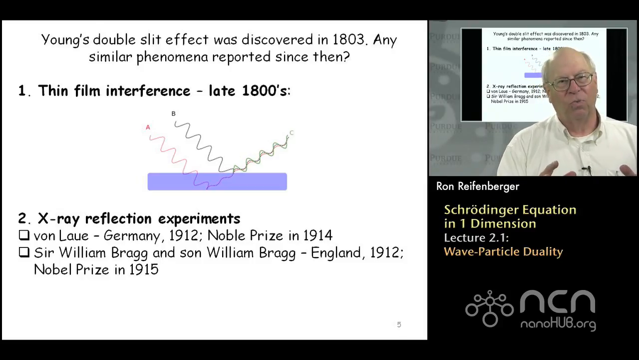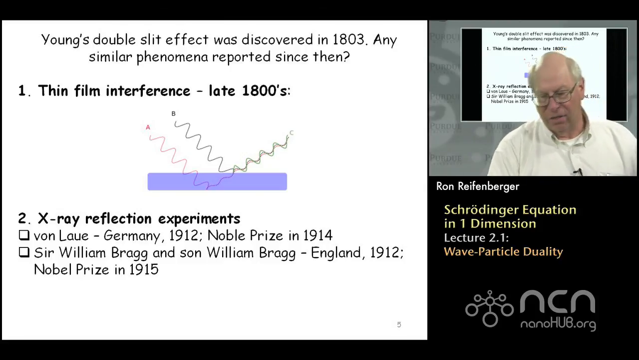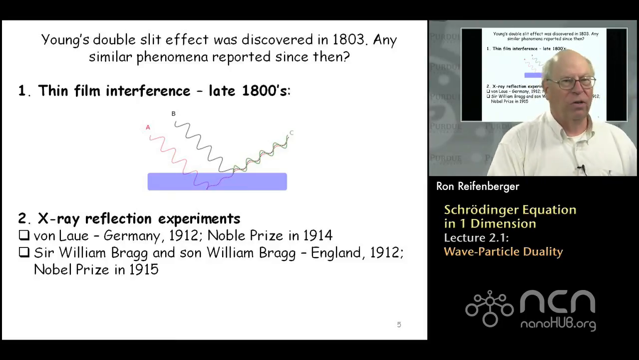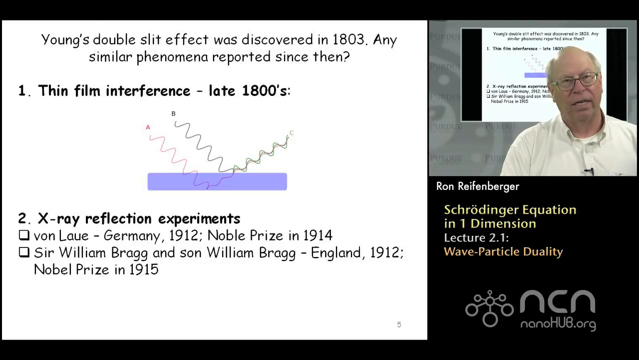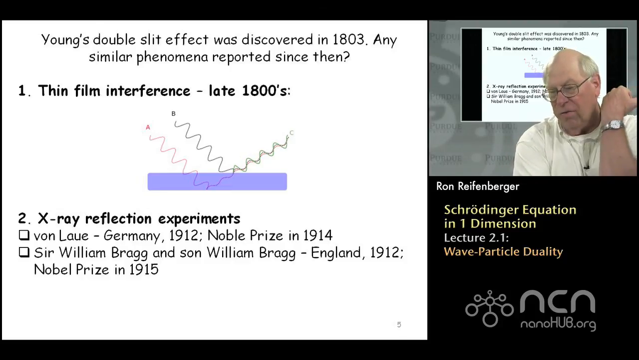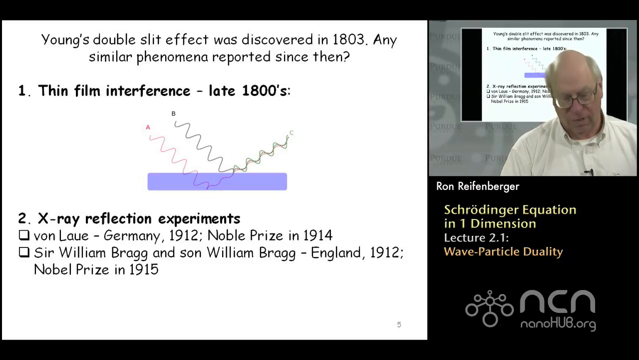This is when it became fashionable to direct X-ray radiation onto single crystalline solids and watch how the X-rays were reflected from those solids. Two people in particular were instrumental in starting this work. One was von Laue in Germany, and he discovered the diffraction of X-rays in 1912. And then in England, the same year, the Bragg father and son team also performed similar experiments.